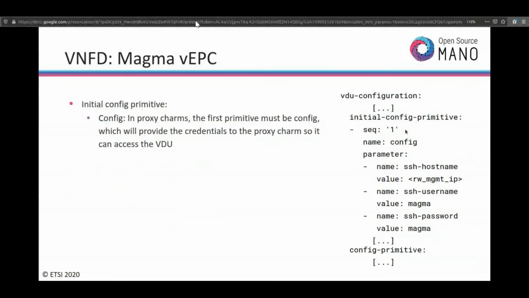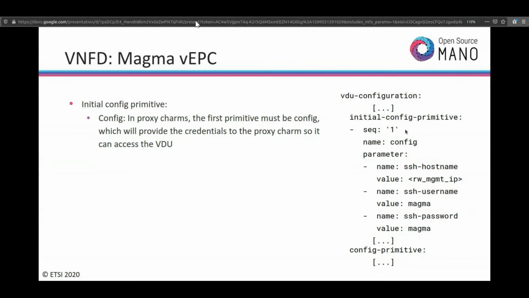So for the initial config primitive, basically the first action has to be named config, and that's basically to let the proxy charm know the SSH hostname and the username that it has to use. The SSH password in this case wouldn't be needed because, as we specified before, we need SSH access.